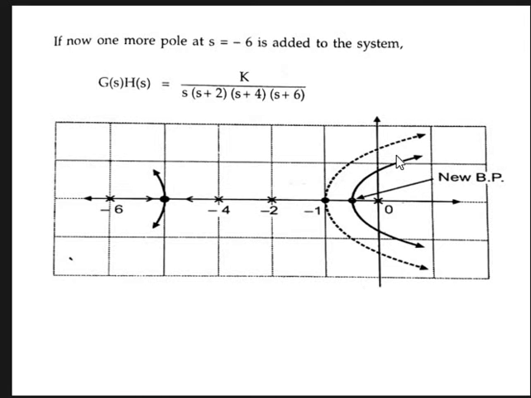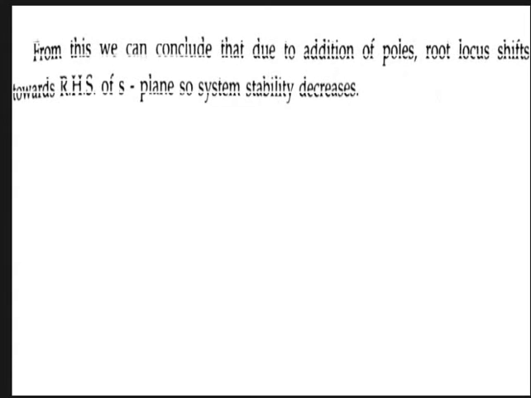and reducing the stability of the system. So finally we can summarize. From this we can conclude that due to the adding of poles, the root locus shifted towards the right half of the S-plane so that the system stability decreases.